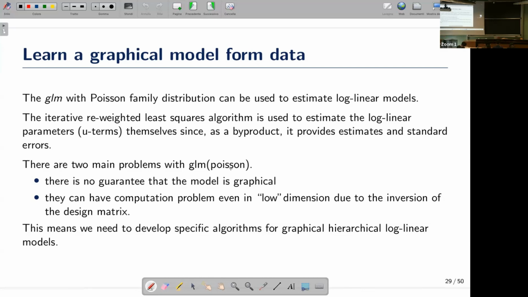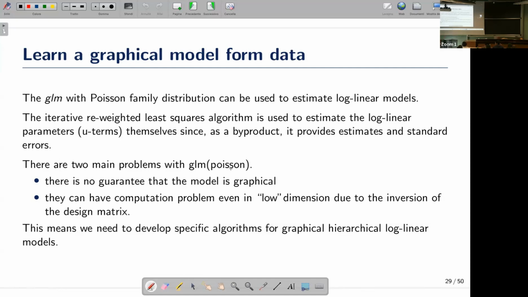So the problem is that when you try to apply the GLM to data with many variables, let's say 5, 6, 7, the iterative weighted least squares algorithm doesn't give you good results. Actually, it doesn't invert the matrix that you need to invert to find the solutions. And so often you get computational troubles, right? So you cannot use the theory of generalized linear models, and you need specific algorithms to overcome this problem.